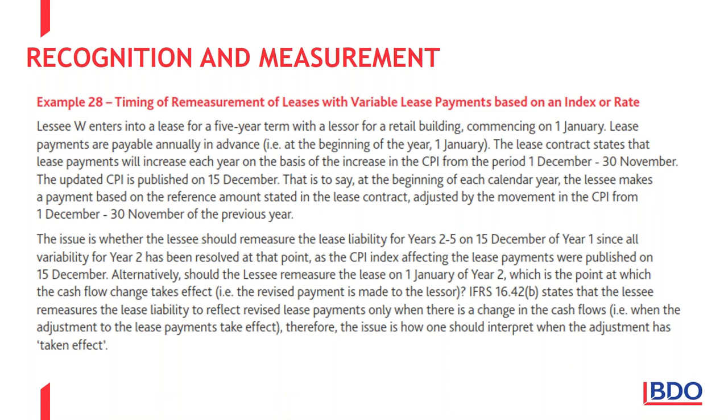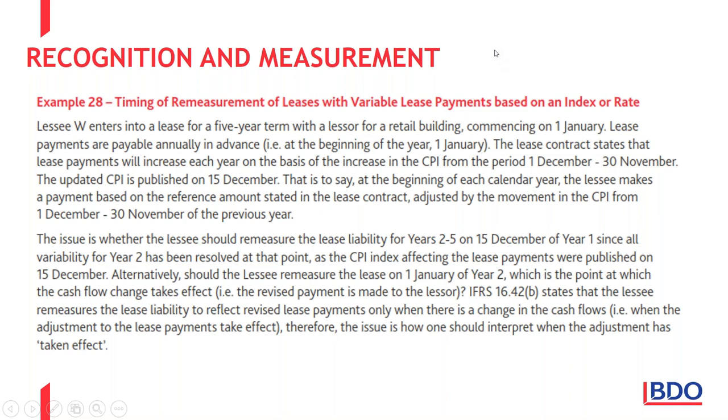Now, this could be a big difference, especially for entities with a 31 December year end. So in our view, the change in payments for year two take effect when all variability relating to them is resolved. So on the 15th of December of year one, we know already what the payments for year two onwards will be. At that stage, we remeasure.